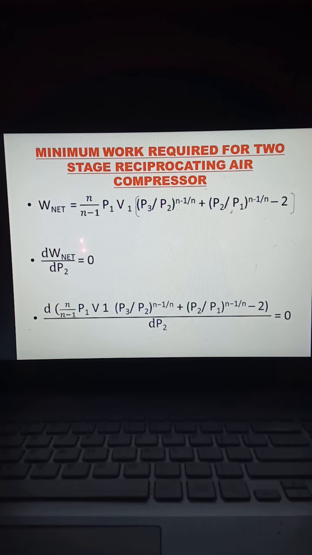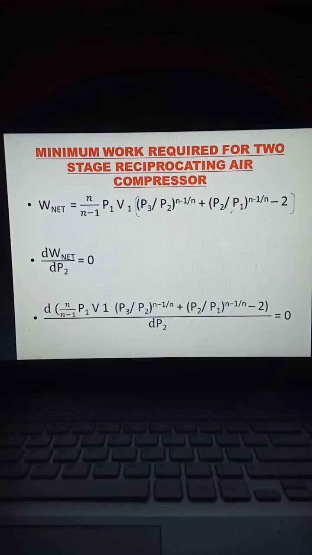Why do we need to differentiate and equate it to 0? Because this is nothing but the slope of the curve. You know that here we need to find the minimum work, right? At the minimum point, the slope will be 0. For the maximum point also the slope will be 0. For getting the maximum or minimum point, we differentiate the varying quantity and equate that term to 0.